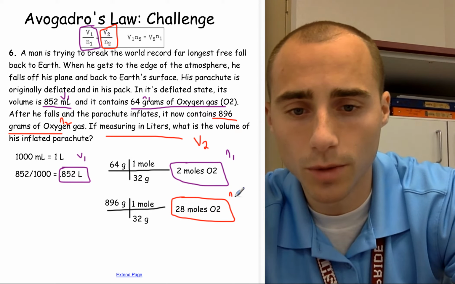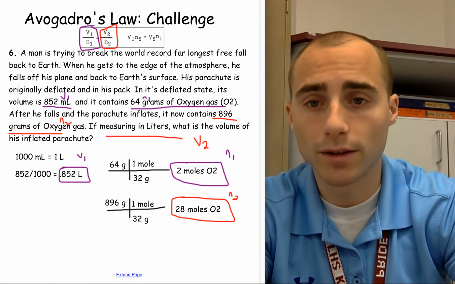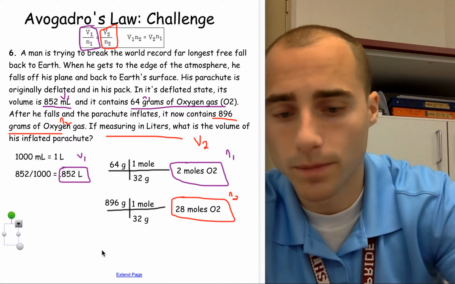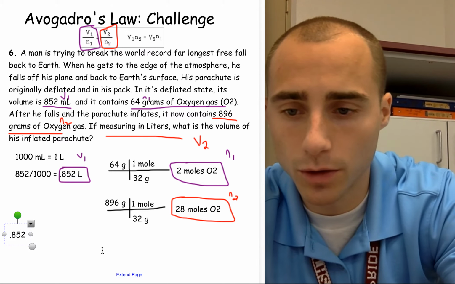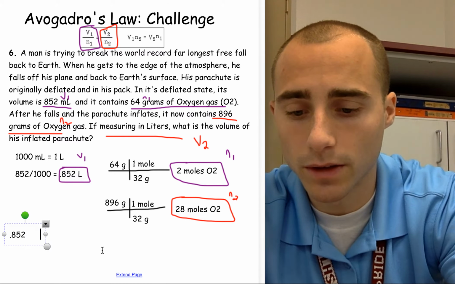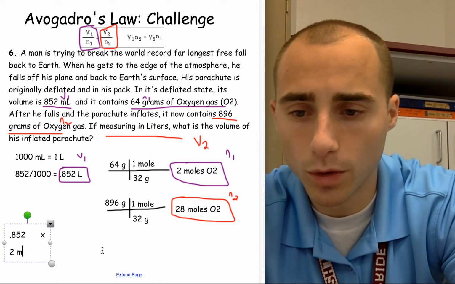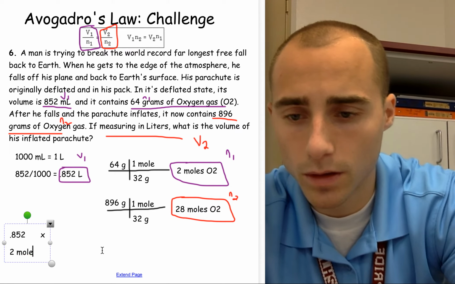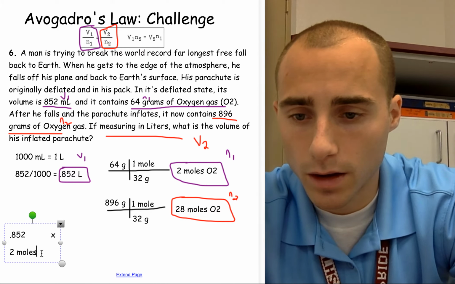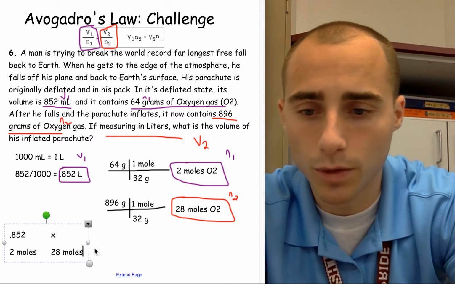So that was a little bit of a process. You just have to make sure you have all the conversions correct. So now we can set up our equation here. We have V1, 0.852. We have V2. We don't have V2. That's our unknown. We have N1, which is 2 moles. And then we have our N2, which is 28 moles.